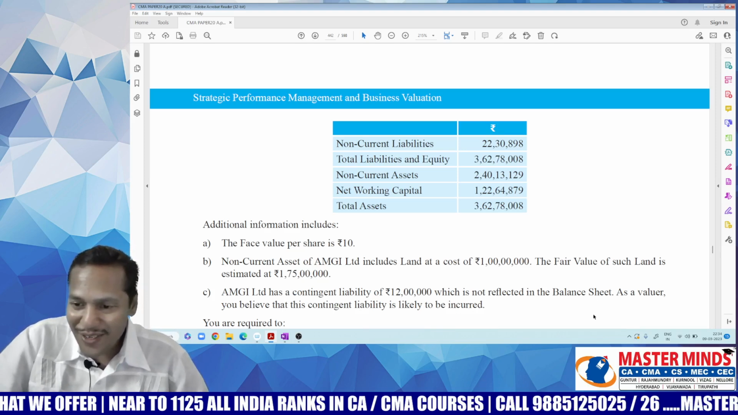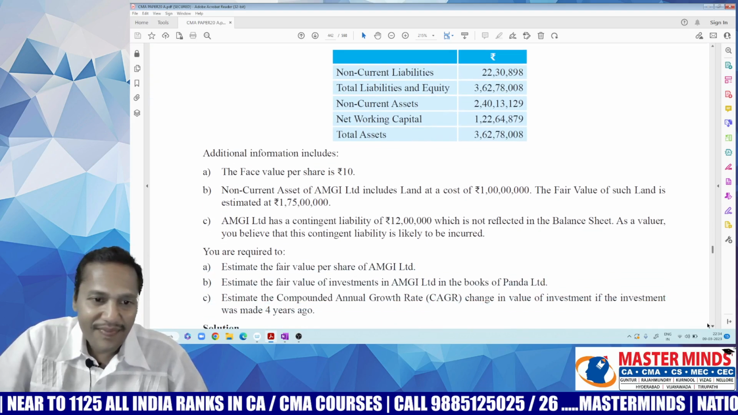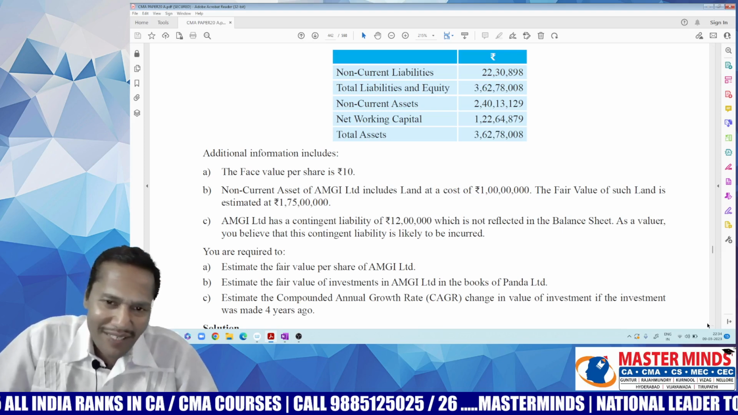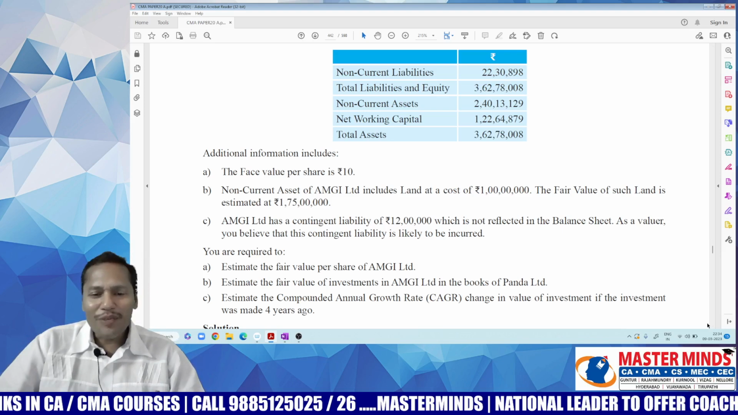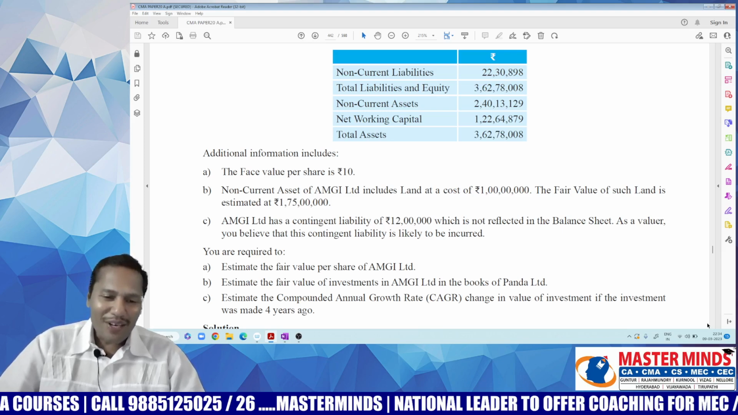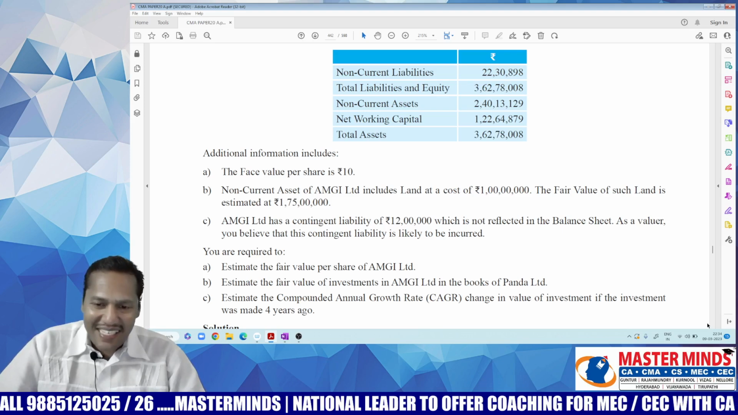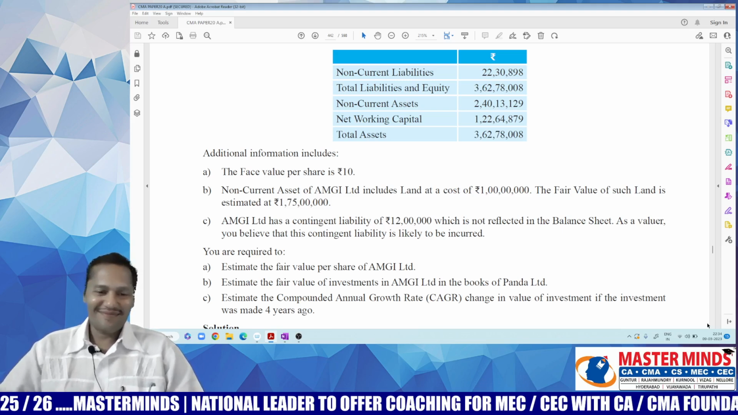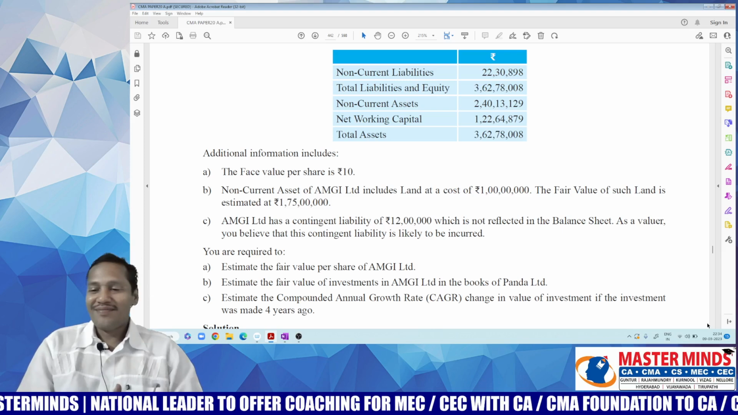Then you are required to estimate the fair value per share of AMGA Limited. Estimate the fair value of investment in AMGA Limited in the books of Panda Limited. Estimate the compounded annual growth rate, CAGR. Change in the value of investment if the investment was made 4 years ago. Three different questions are asked.